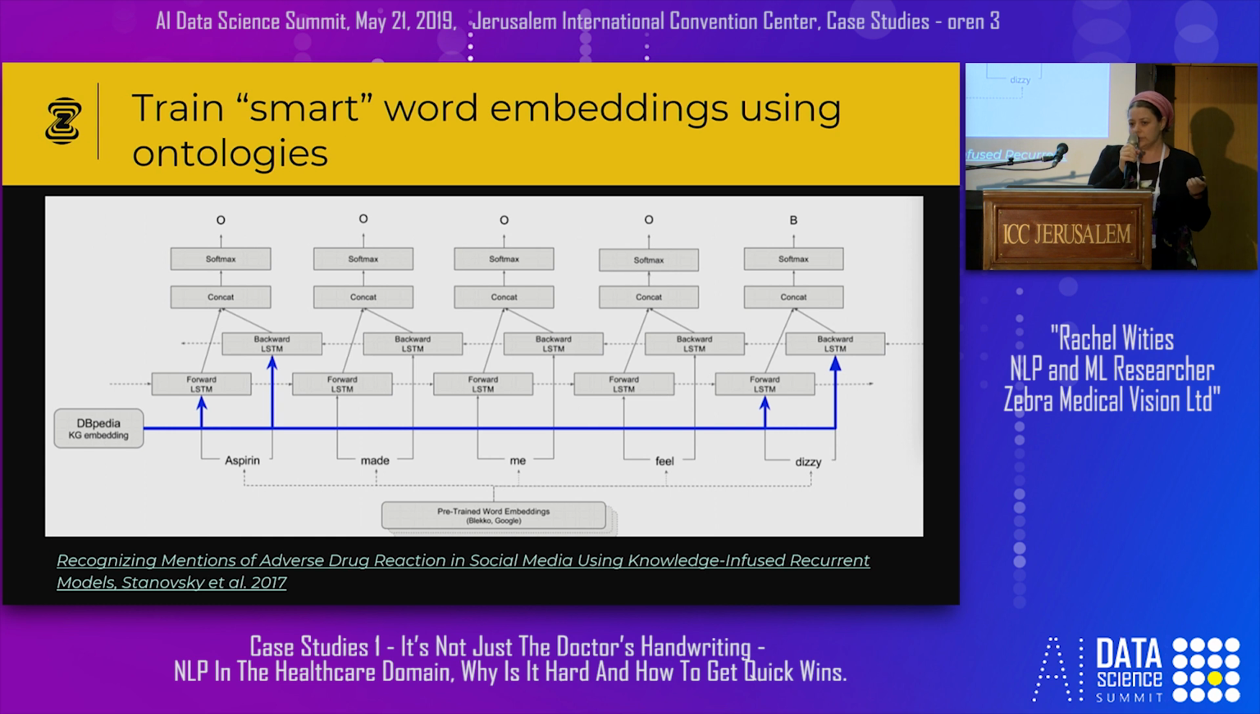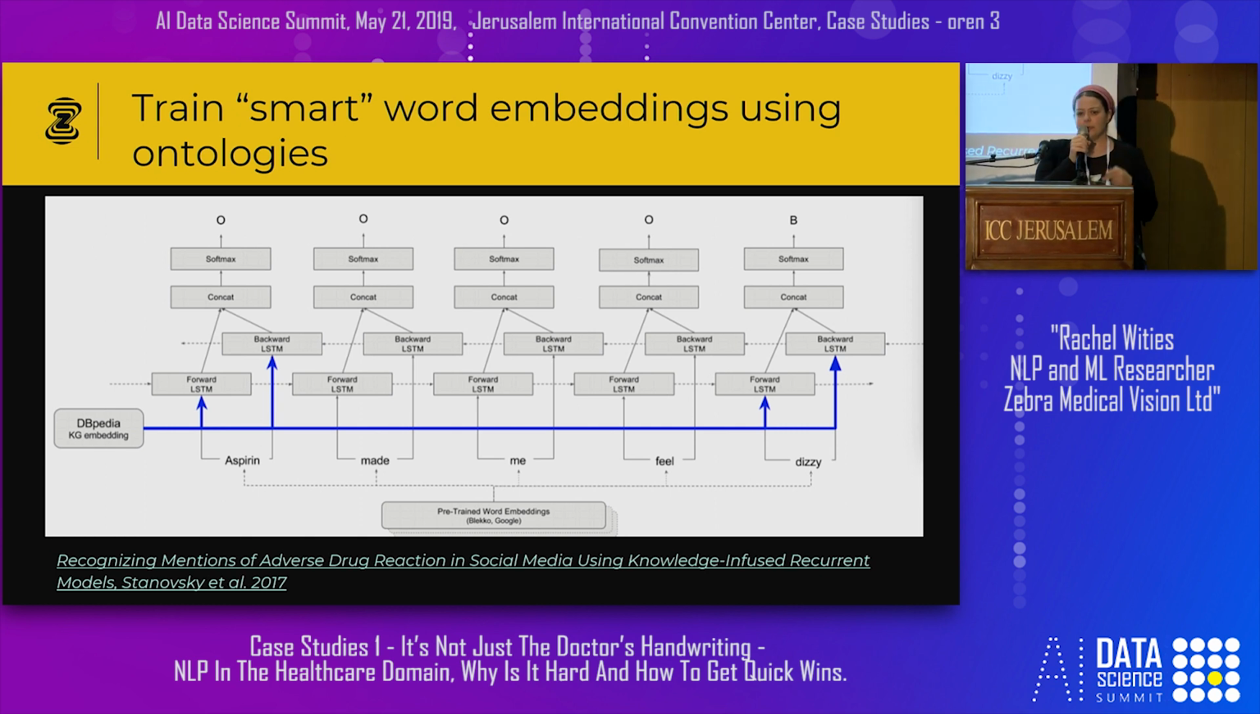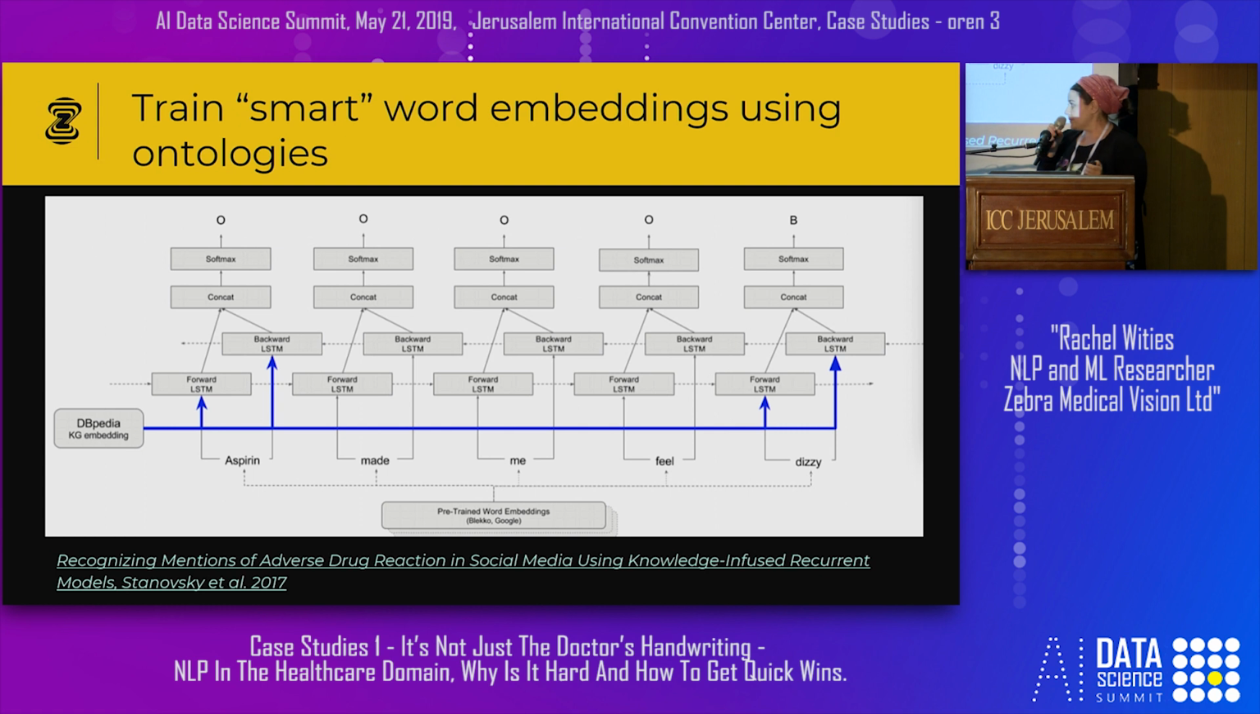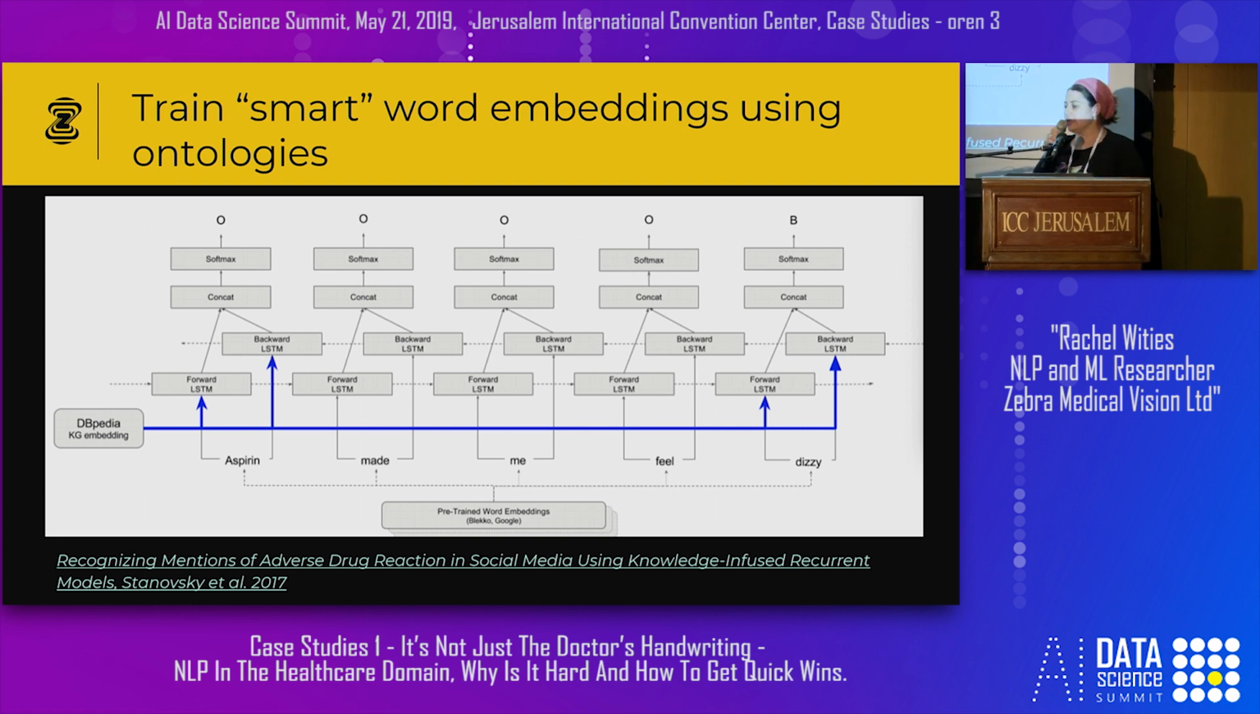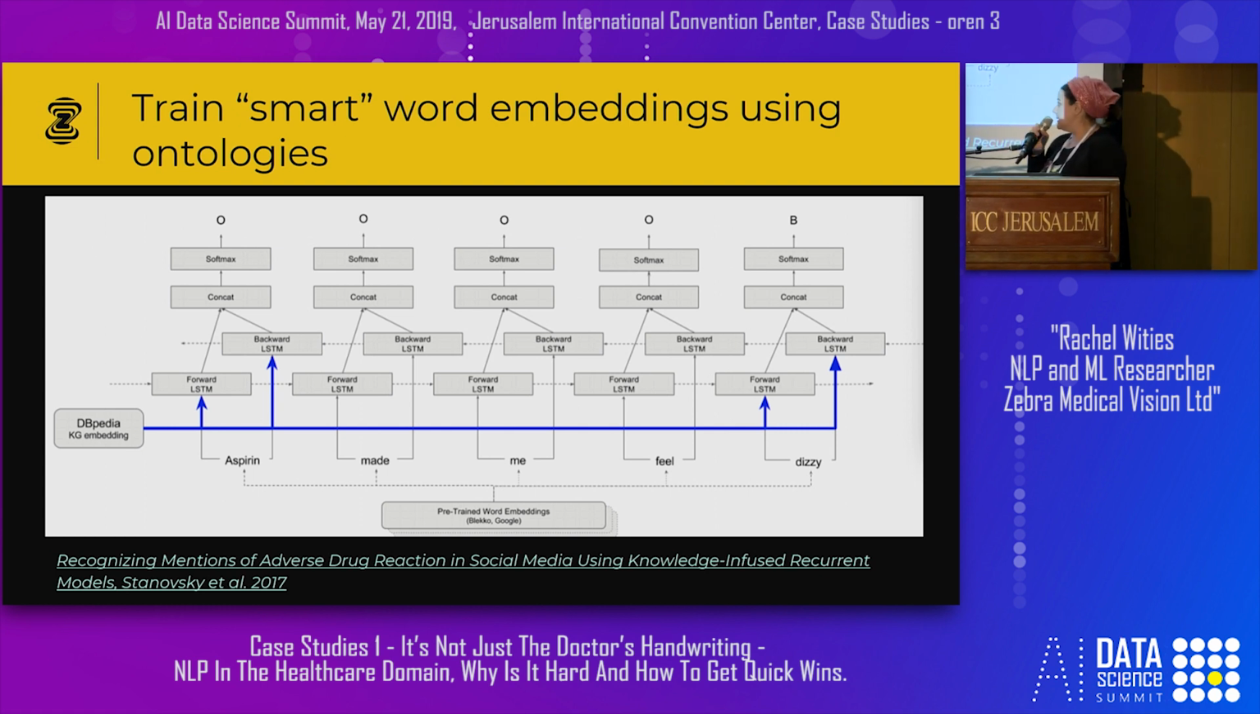So what if we could train those word embeddings not only to have implicit knowledge taken from the text, but also have the explicit knowledge that is in those data sets that we talked about? What if we can send it to medical school? So this is what was done in this very nice paper by Gabi Stanovsky.